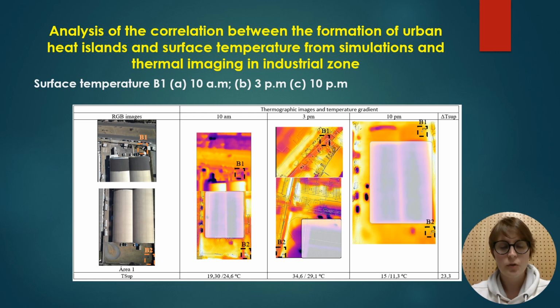This figure shows the surface temperature near receptor B1 at 10 a.m., 3 p.m., and 10 p.m. These images were obtained with the thermal camera. The maximum variation was 23.3 degrees.